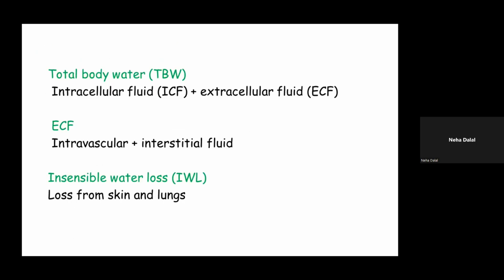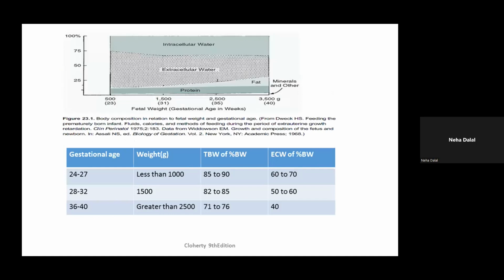So our body is composed of total body water, which comprises intracellular fluid, contributing about 30 to 40%, plus extracellular fluid, contributing about 20 to 25%. This extracellular fluid is composed of intravascular fluid plus interstitial fluid. The insensible water losses are mainly from the skin and lungs. These insensible water losses are higher in extreme preterm babies because of exposure to radiant warmers and phototherapy units. This diagram clearly depicts how, with decreased birth weight and gestation, the content of total body water and extracellular fluid is usually higher during the initial phase.